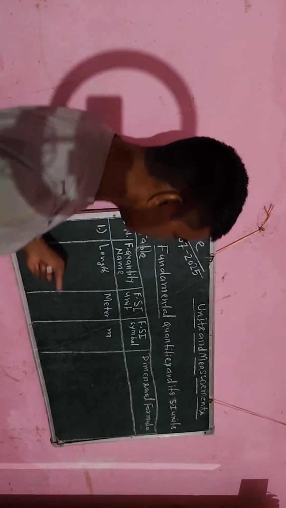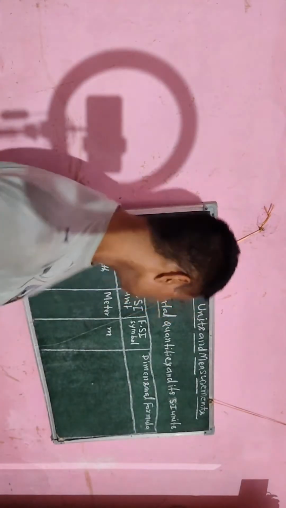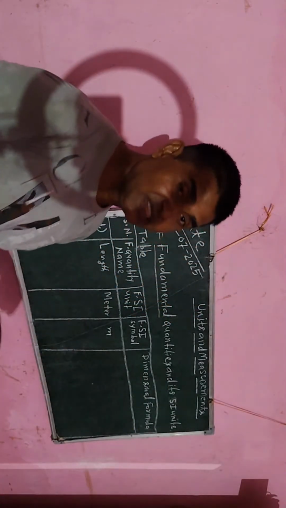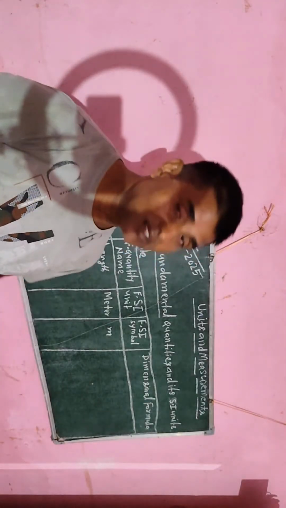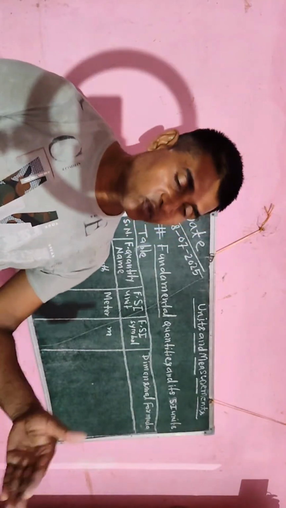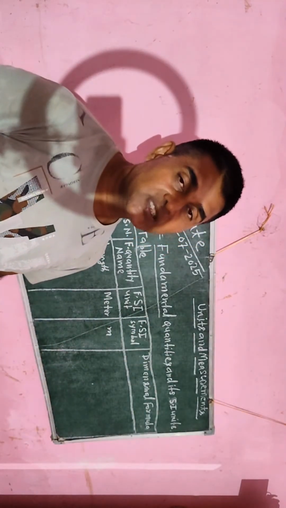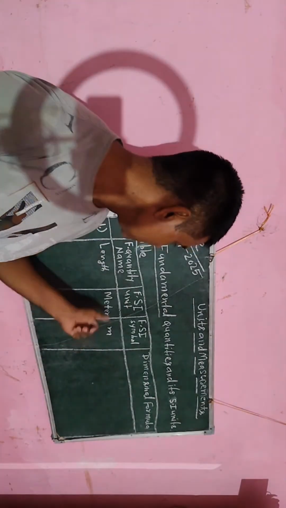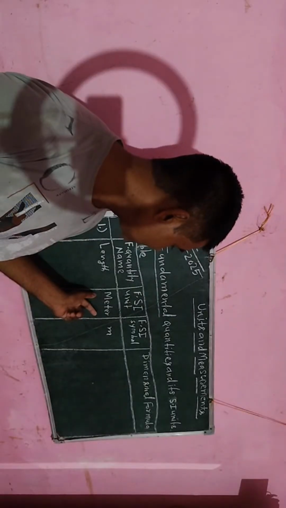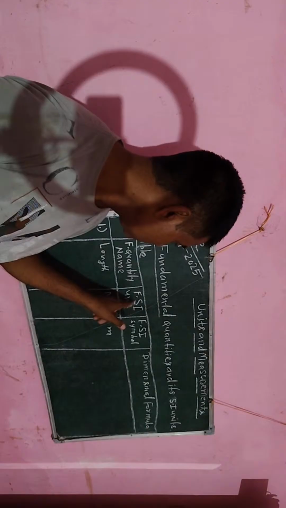Now here I will write the dimensional formula. What will be the dimensional formula? It means if the length of any shape is calculated, it is calculated in meter. Length will be meter, width will be meter, and height will also be meter. So its symbol will be m, because length, breadth, and height are all calculated in meter in SI unit.